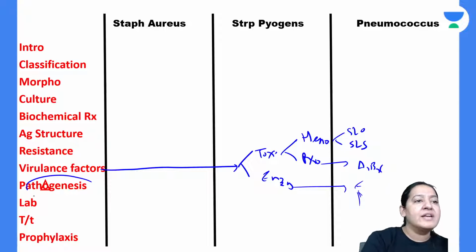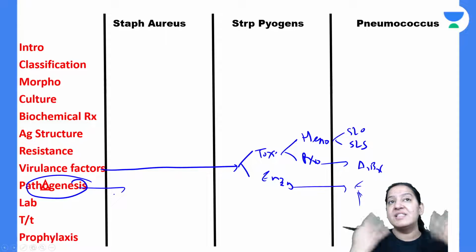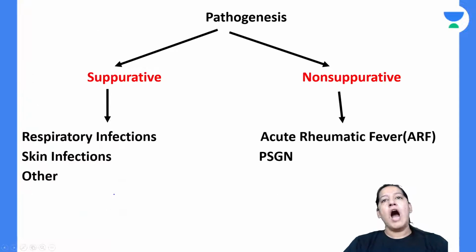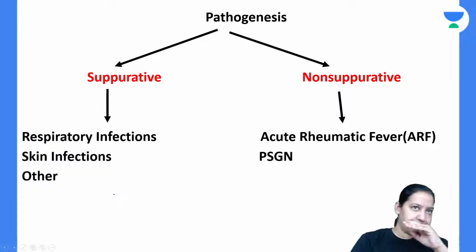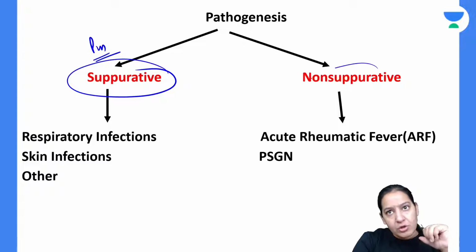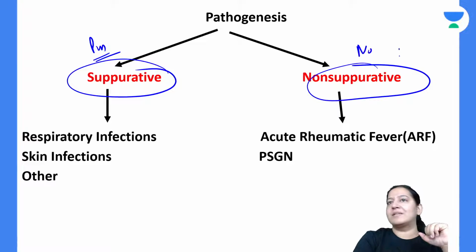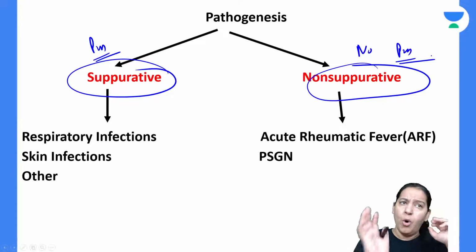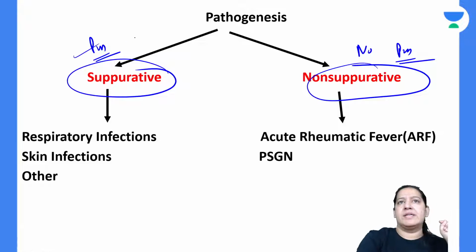Let me come to the diseases. Tell me the name of the diseases which are caused by the bacteria. So this is the summary of the diseases. It causes suppurative diseases in which pus is formed in the body, and it causes non-suppurative diseases in which no pus is formed in the body. So let me first teach you suppurative disease.